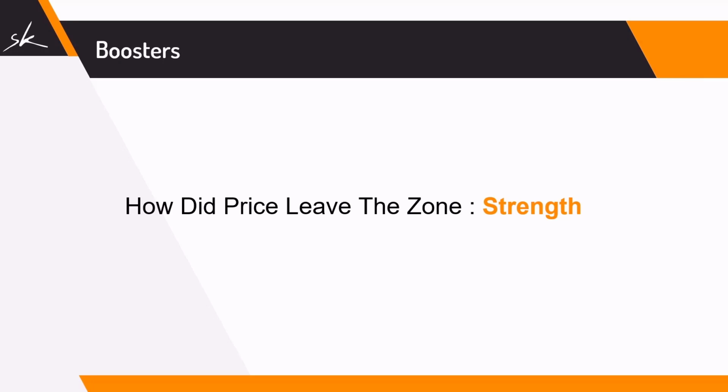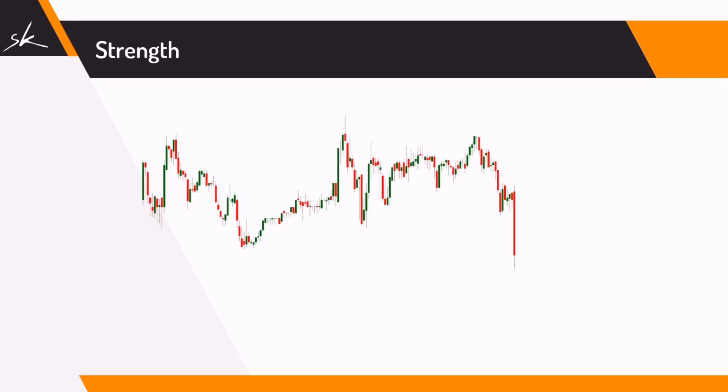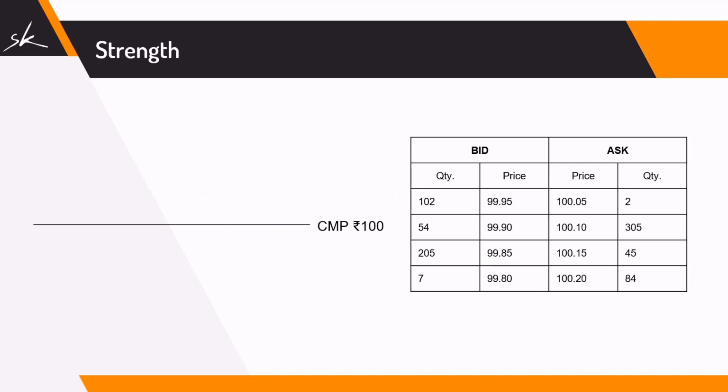Second booster is strength. On the chart, you will see that some candles are very big while others are not. Let's try to understand the reason behind that. Markets are made up of buyers and sellers. Buyers are bidding the price at which they want to buy, and the sellers are asking the price at which they want to sell. If you look at the table on the right, on the bid side, we have a buyer at 99.95 willing to buy 102 shares. Then we have a buyer at 99.9 willing to buy 54 shares.